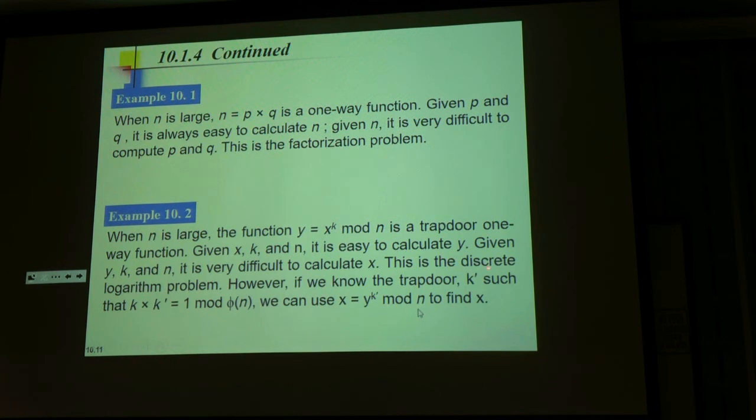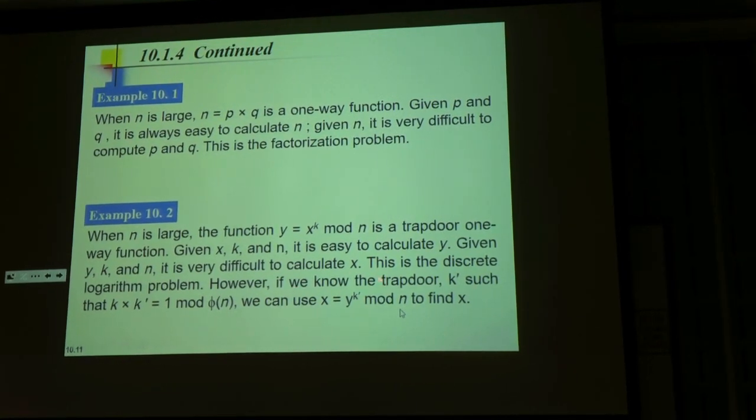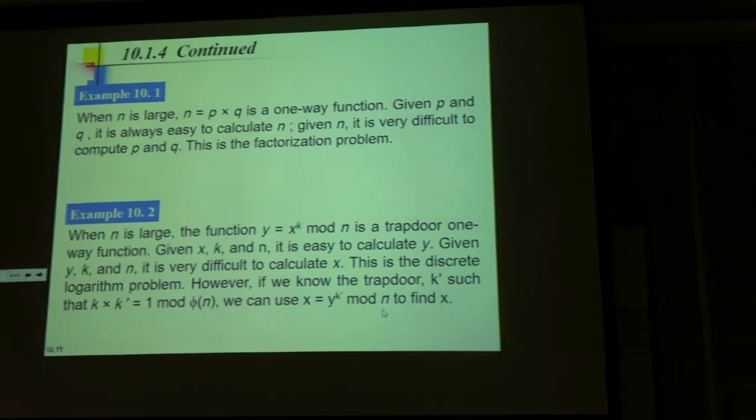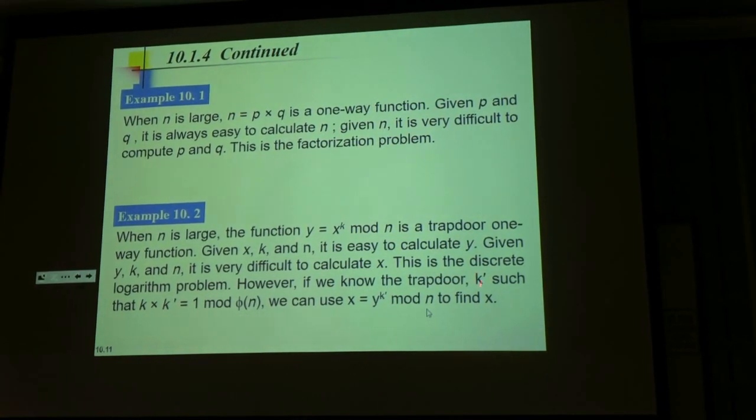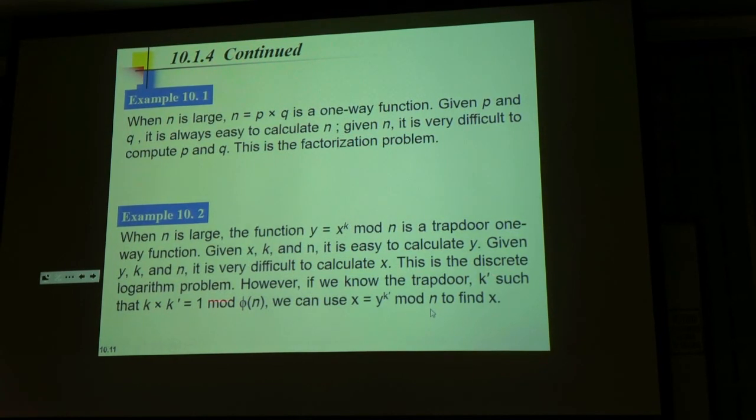Why? Because this is the discrete logarithm problem, which is very intensive computing, right? However, if we know the trapdoor, that's the key. If we know the trapdoor, what is the trapdoor? K prime, such that k times k prime equals 1 mod phi n.